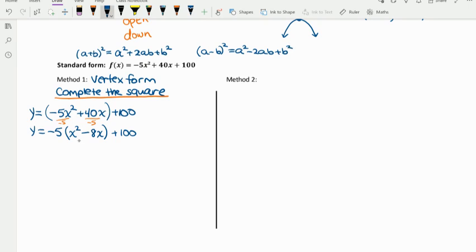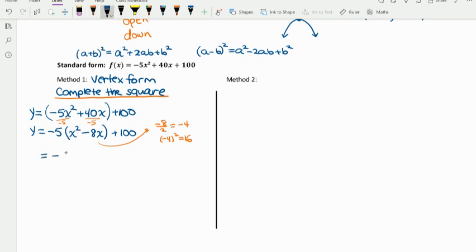So if I want to turn this into a perfect square, here's my trick. I think about dividing this middle number in half and then squaring it. So you want to divide the negative 8 in half, which gives you negative 4, and then you want to square that number. That's the number that you want to add and subtract into the bracket.